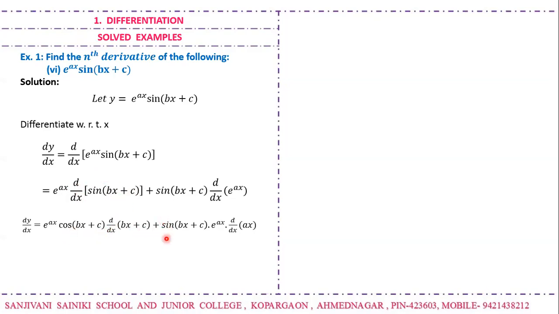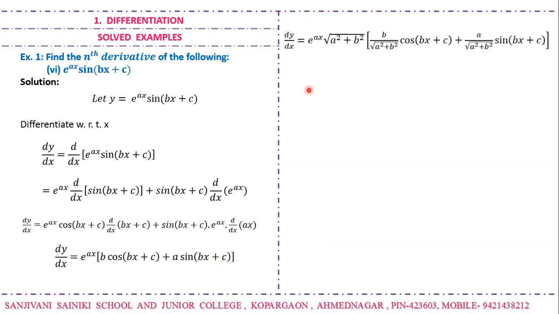Sin bx plus c into e raised to ax into d by dx of ax. Now bx plus c, its derivative is only b because c is a constant, its derivative is 0, derivative of x is 1. Here also derivative of x is 1, a is a constant, so its derivative is a. So e raised to ax in bracket b cos bx plus c plus a sin bx plus c is the first derivative of the given function.